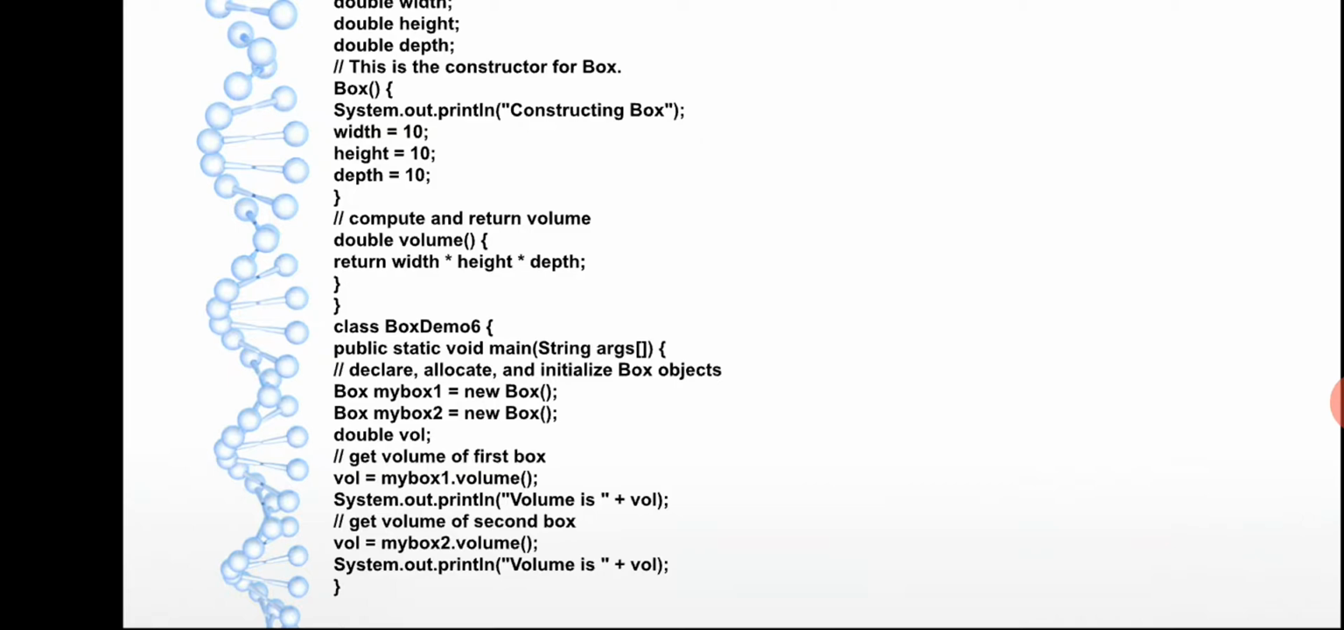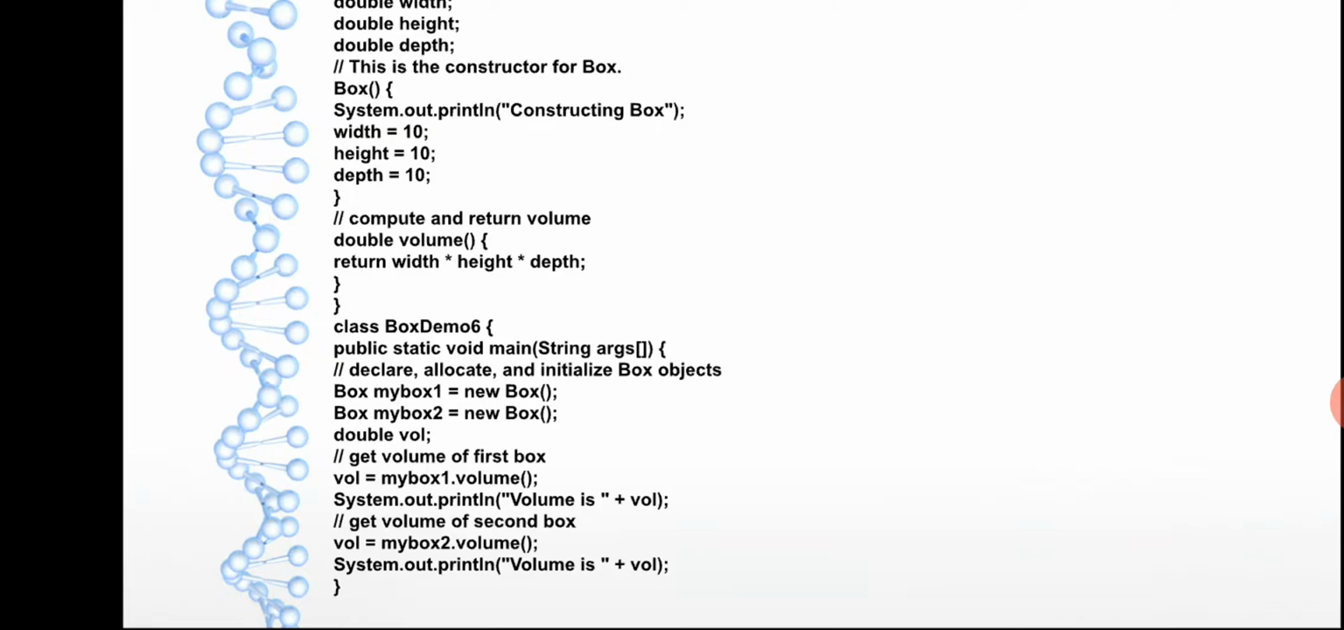Okay, now what you are going to do, again you are going to use mybox2.volume. You are going to save the same value. You are going to call the volume method, and you are going to get the values for that volume method, and the same thing will be printed using System.out.println, volume is vol.